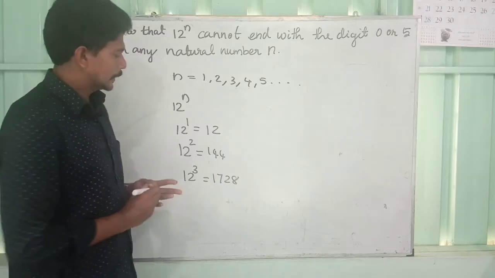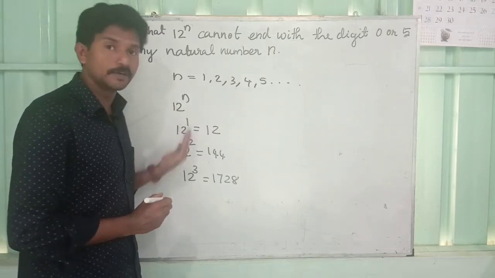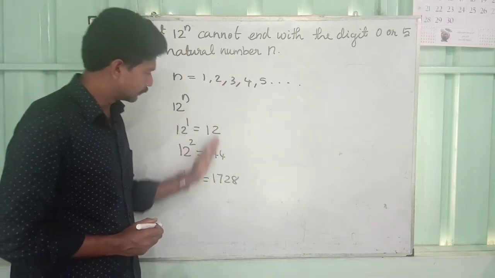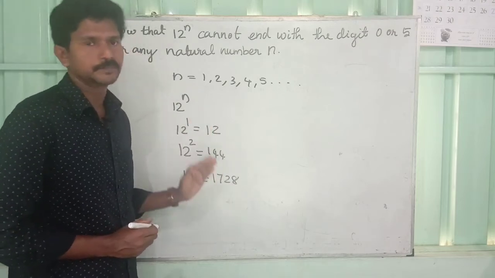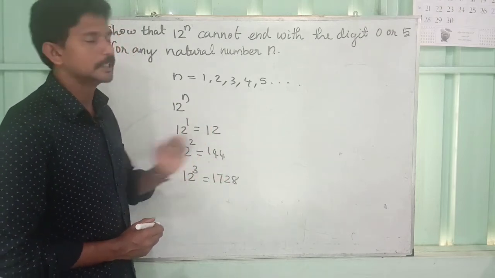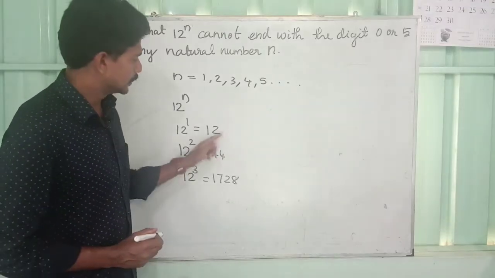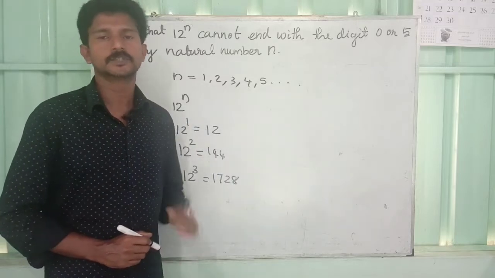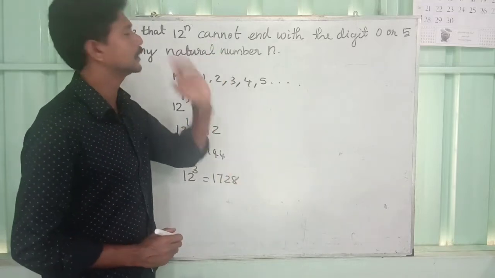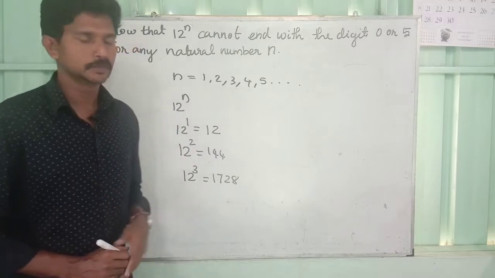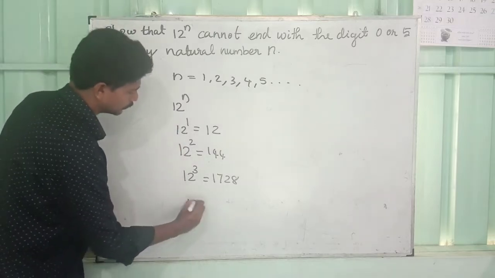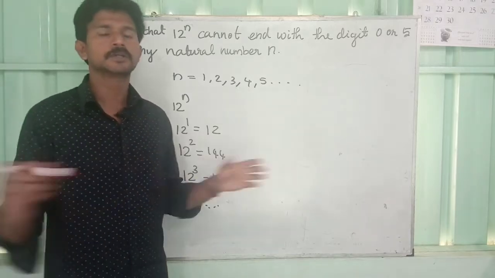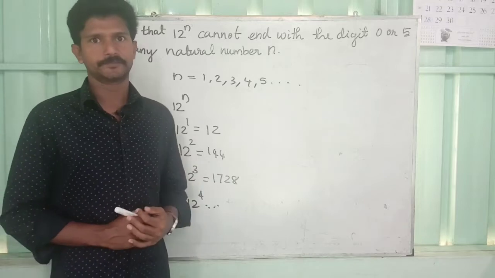If you substitute any natural number, whatever the number is, the final value you get, we have to say it cannot end with 0 or 5. In the units place, 0 will not come or 5 will not come. We have to prove that it cannot end with 0 or 5, even if you substitute other values like 12 raised to the power 4 or 12 raised to the power 5.